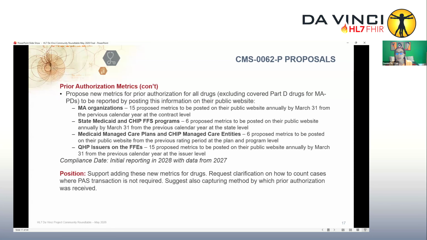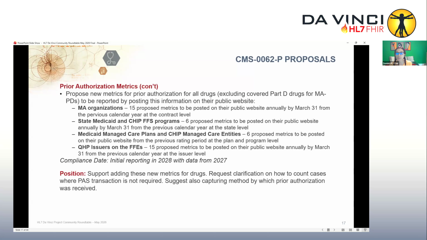The new metrics for prior authorization for all drugs is another proposal for prior authorization metrics. So obviously, if the rule is adding prior authorization for drugs within the rule, it's also saying then we should report metrics on those prior authorizations. It is important to note it is for all drugs, excluding Part D drugs for MAPD plans. And of course, just like all the other metrics, these would be posted publicly. There is a proposal to add 15 new metrics for MA organizations and QHP issuers. Basically the same metrics for those two plan types, just slightly different wording to make sense for how the plan type works.